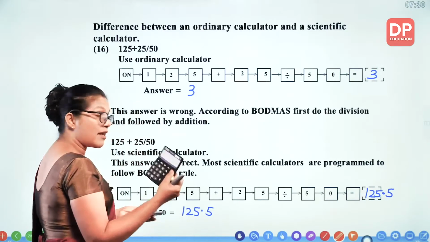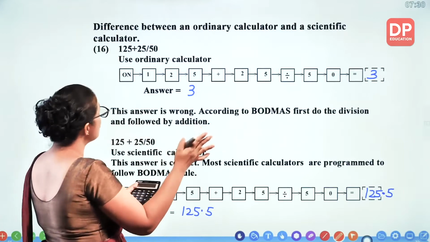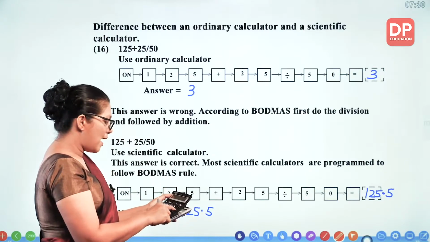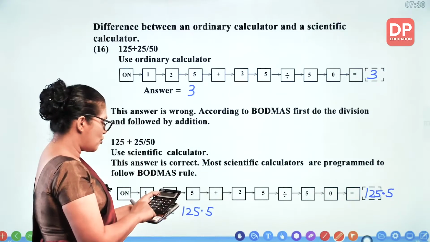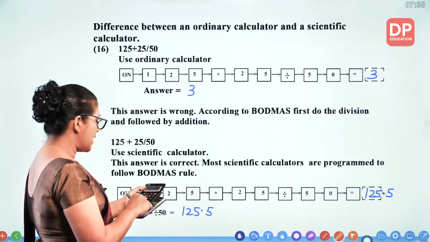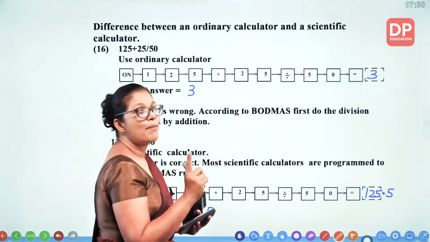If you are using the ordinary one, you have to do the division first. So 25 divided by 50 first, get the answer and then add it to 125. Then I'm getting 125.5.